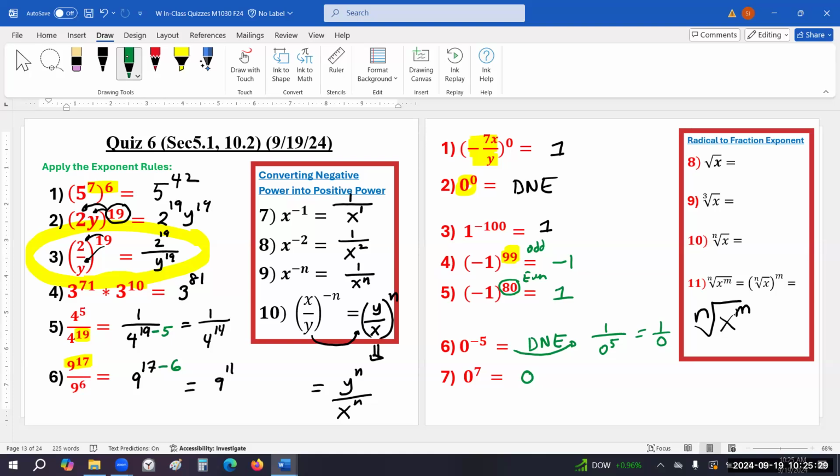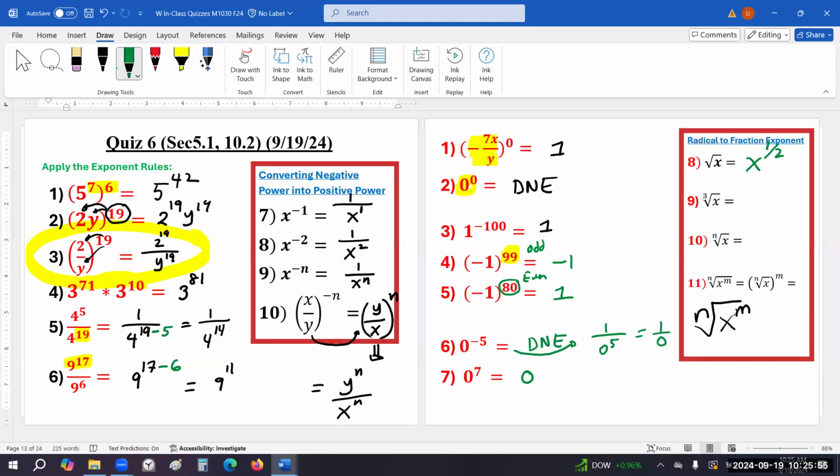Shahera, how do you rewrite square root of x in terms of exponents? Square root of x is x to the 1/2 power. So this is called converting radical to exponents. So 1/2 becomes 1/2 power.